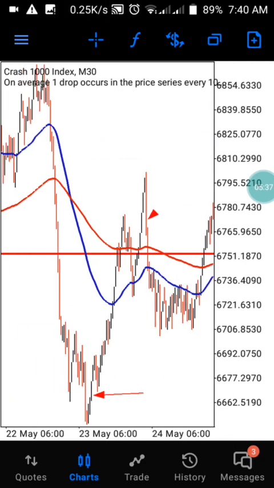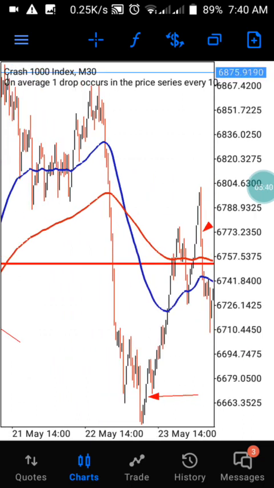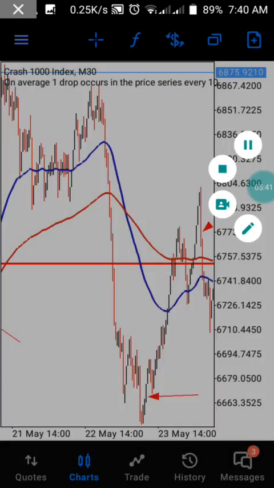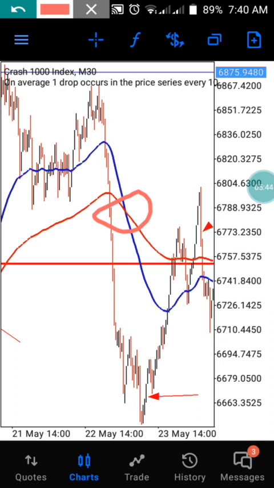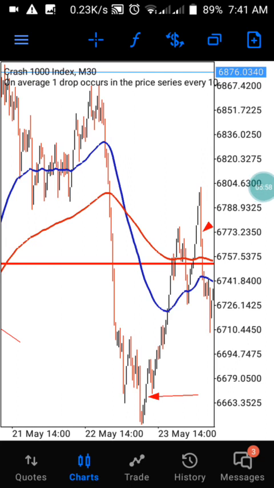That's the meaning of it. And also let's check for some. You see, let's check for this crossing area. Don't forget, anytime you have your blue line crossing below on a downtrend, you have a downtrend market. And anytime you have the blue line crossing on the above level, you have an uptrend. So in this case now, we are having a downtrend. In this case, we are having a downtrend.